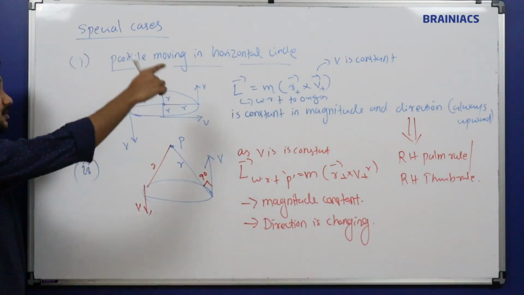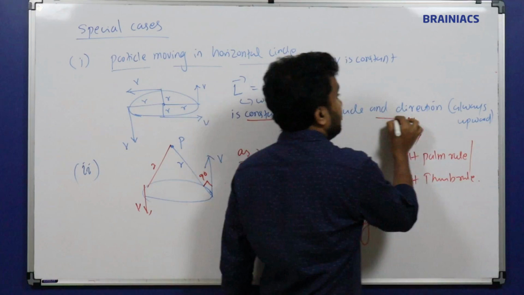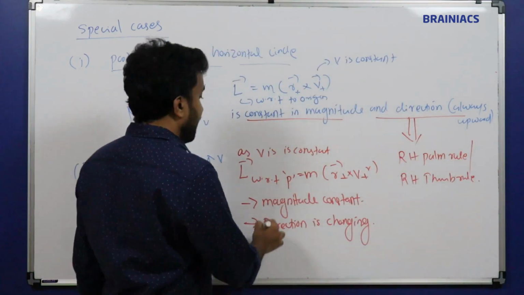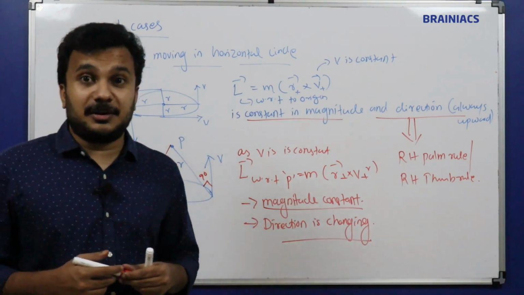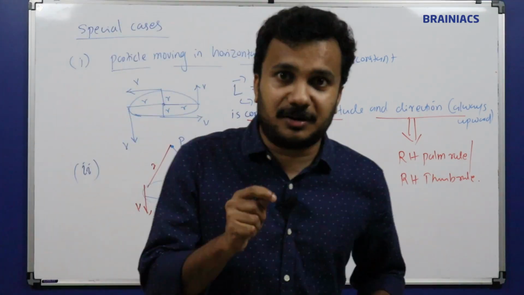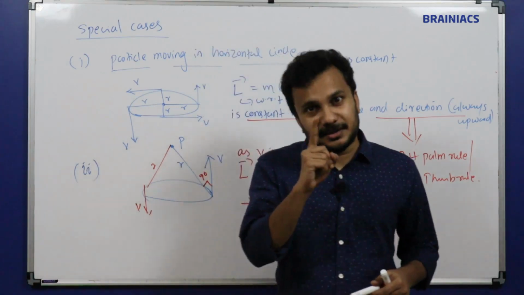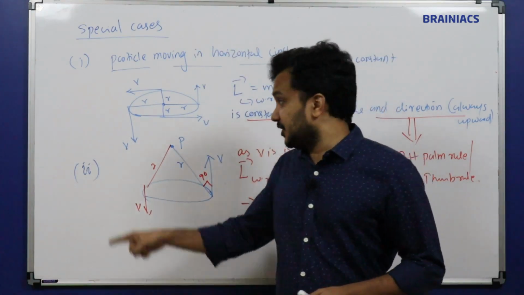Very important, two cases. First case: magnitude constant, direction constant. Second case: magnitude constant but direction is changing. That is the speciality of angular momentum. Angular momentum depends on which point you are calculating with respect to, and you will get different answers. So angular momentum with respect to P.